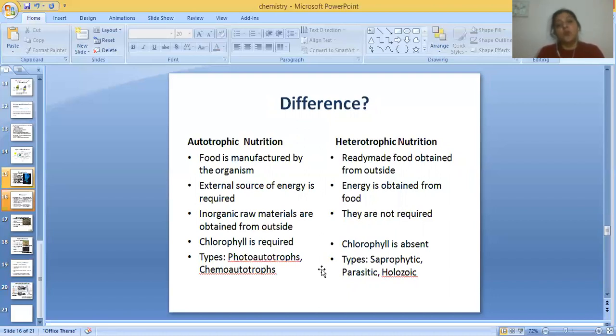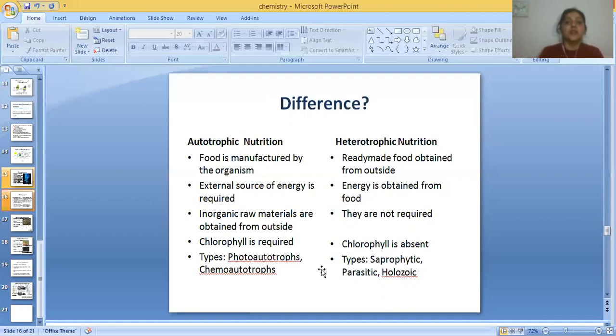Here, an external source of energy is important in autotrophic nutrition. And what is the external source of energy? It is solar radiation. Whereas in the case of heterotrophic nutrition, energy is obtained directly from the food. Inorganic raw materials are obtained from outside in the case of autotrophic nutrition, but they are not required in heterotrophic nutrition. Chlorophyll is required by many of the photoautotrophs, but chlorophyll is not required in heterotrophic nutrition.